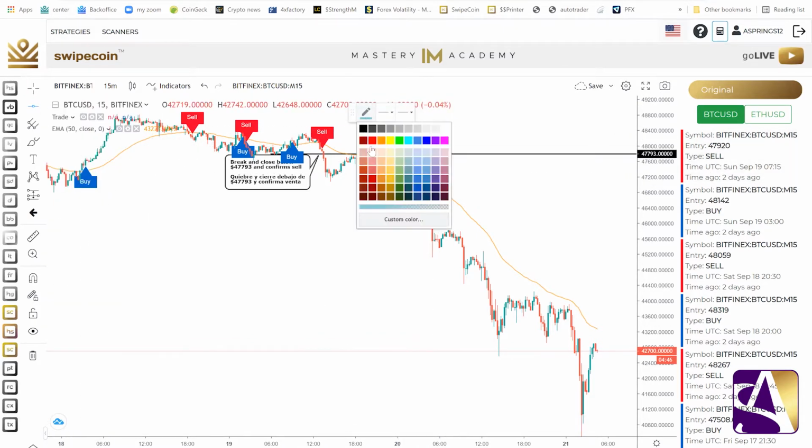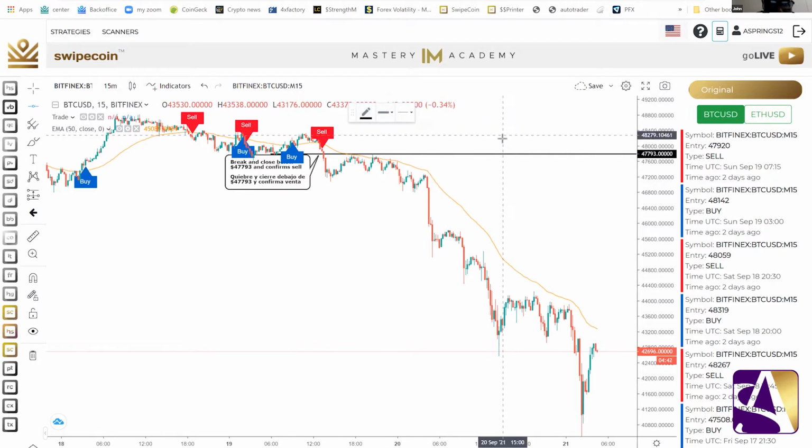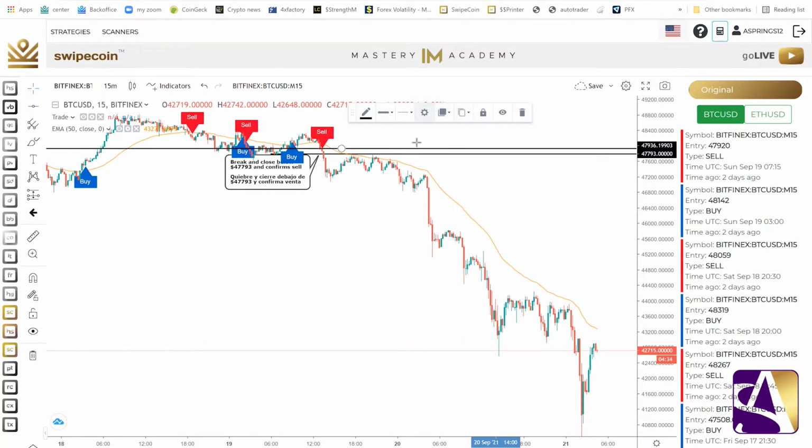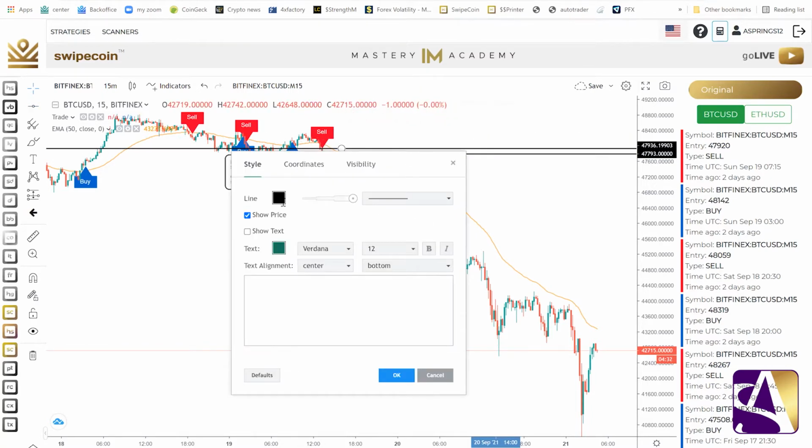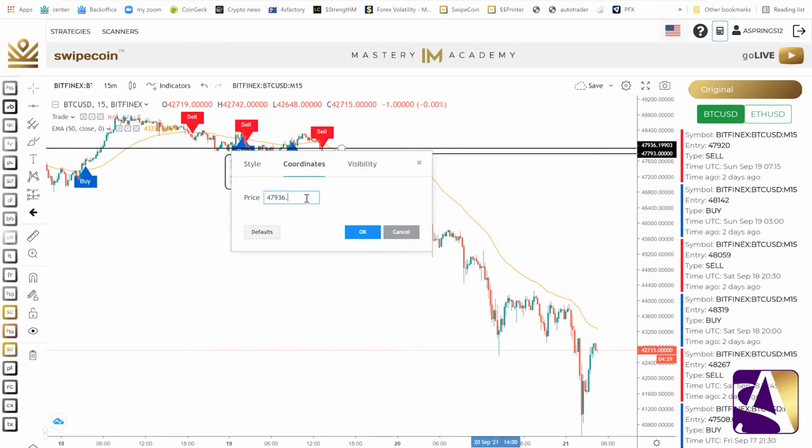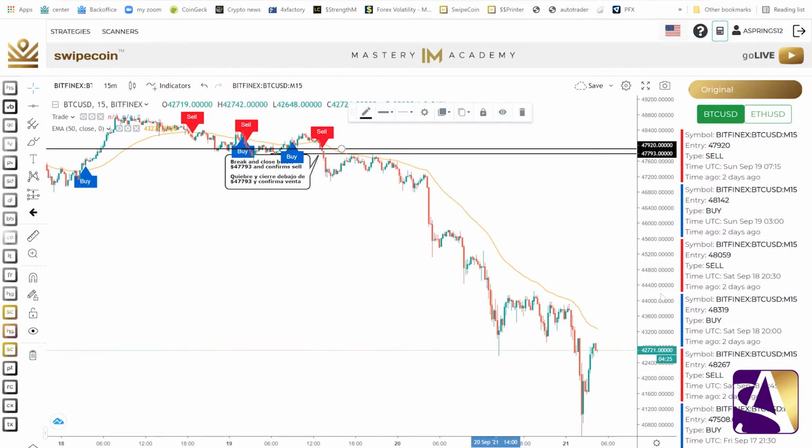So first step, we're gonna go over here, get our horizontal line. We can make it black. We want to make it thick. We want to drop that at 47,920 or somewhere around 47,920. Of course, we can just drop it on the chart and then we can put in the exact coordinates. 47,920. So boom, we got that.